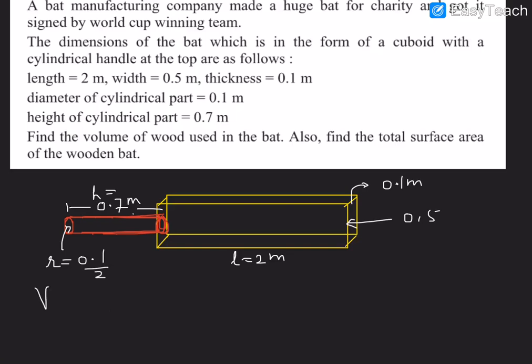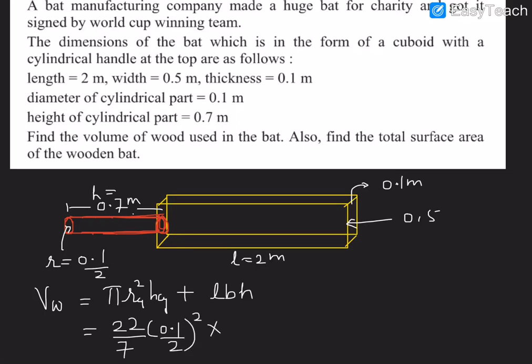So volume of wood will be volume of cylinder, which is pi r square h for the cylinder, plus cuboid, that means length into breadth into height of the cuboid, or thickness. So here you will get 22 by 7, radius is given 0.1 by 2 whole square into the height, which is 0.7, plus 2 into 0.5 into 0.1, as all the units are in meters.